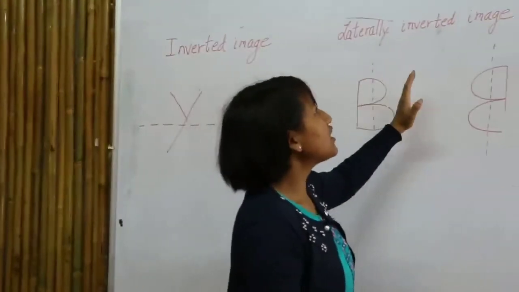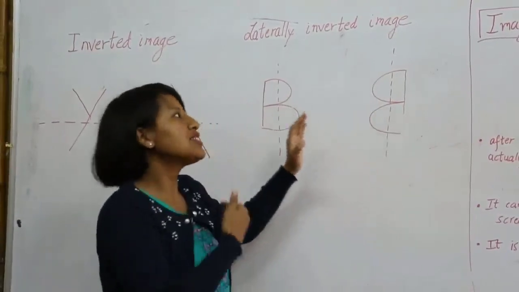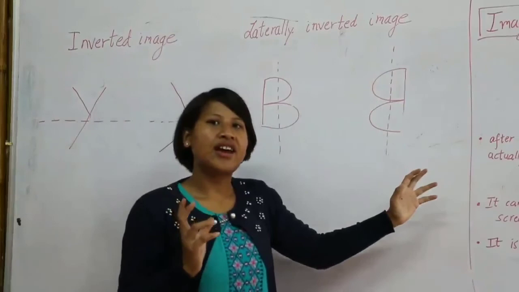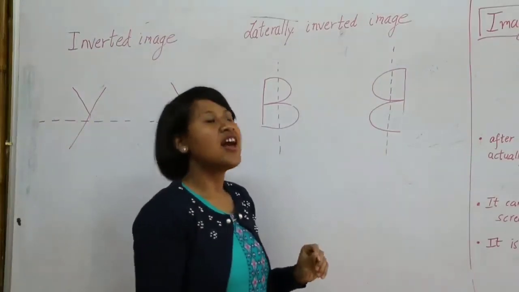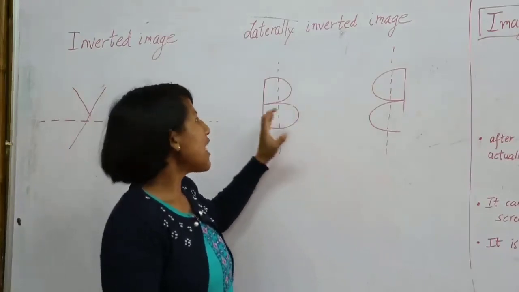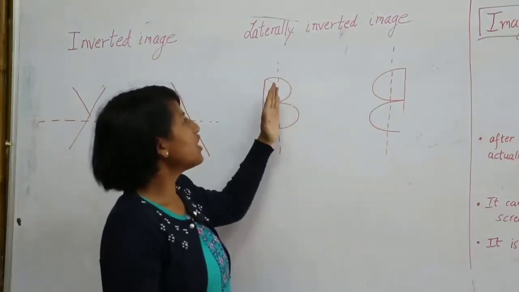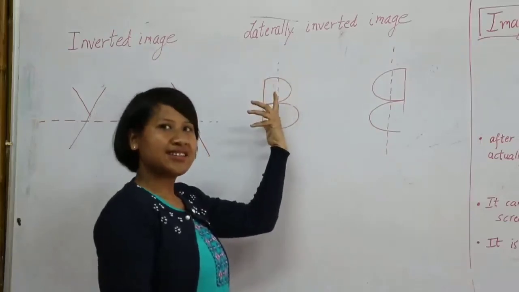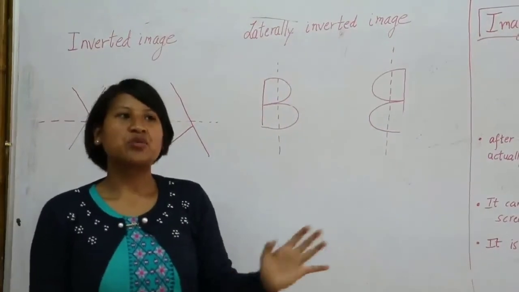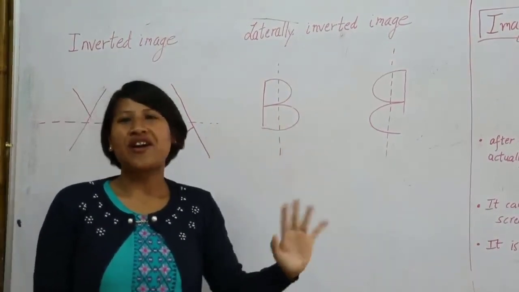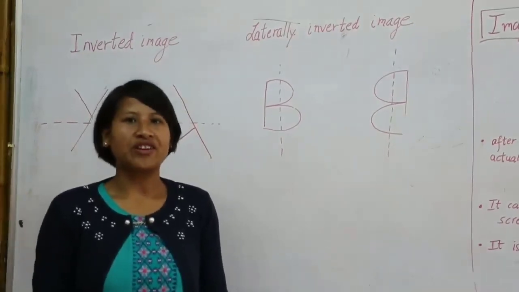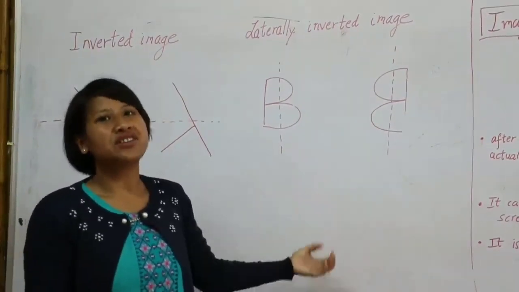However, a laterally inverted image is when your left becomes your right and vice versa, and this phenomenon is called lateral inversion. It flips through the vertical axis. You will observe this mainly in a plane mirror. Suppose you wave your left hand, you will find that in the mirror your right hand is waving. That is a laterally inverted image.